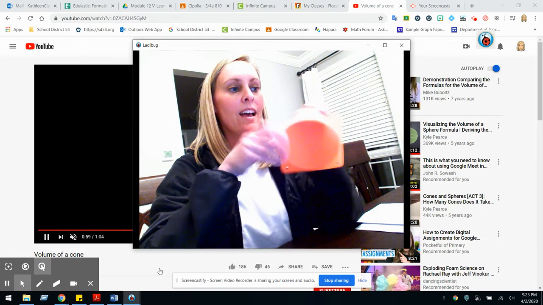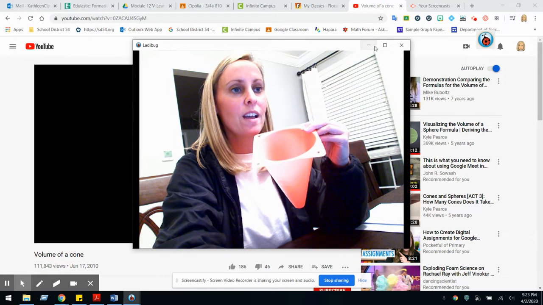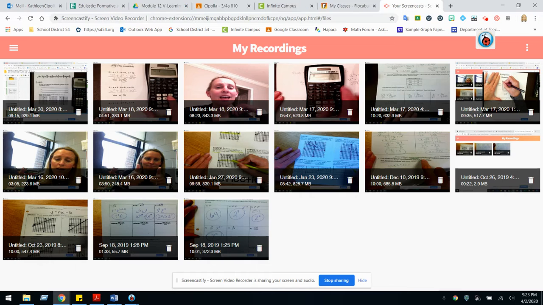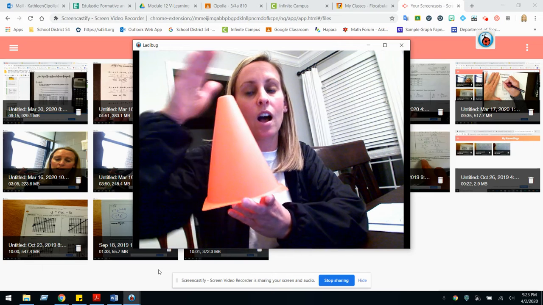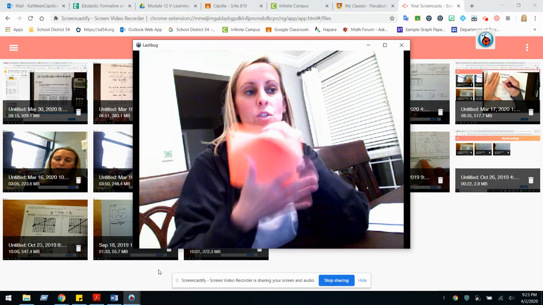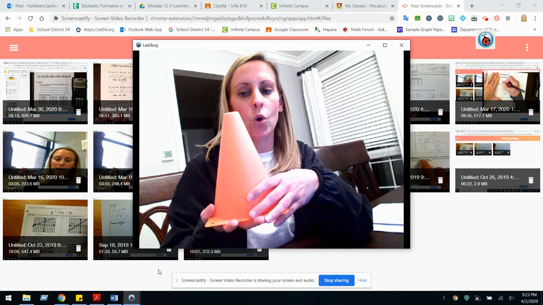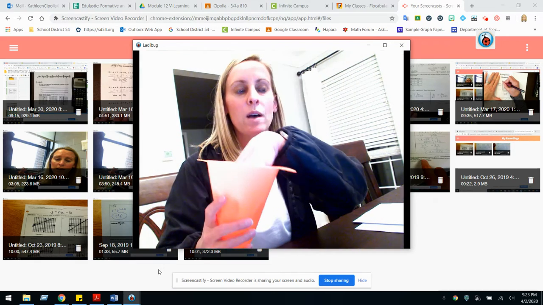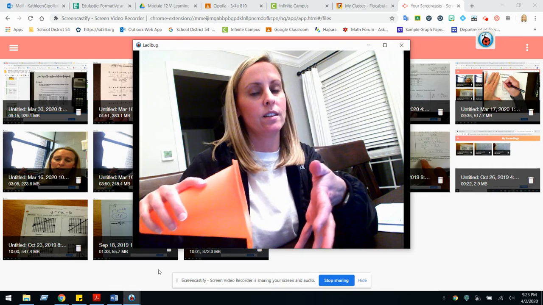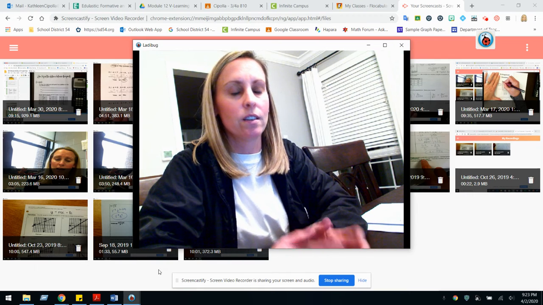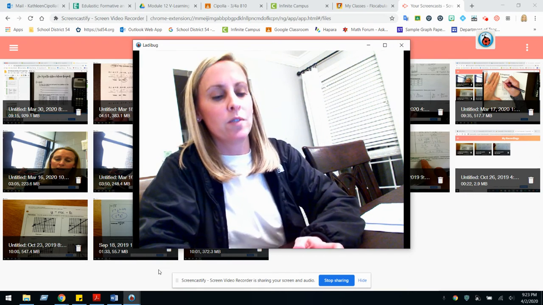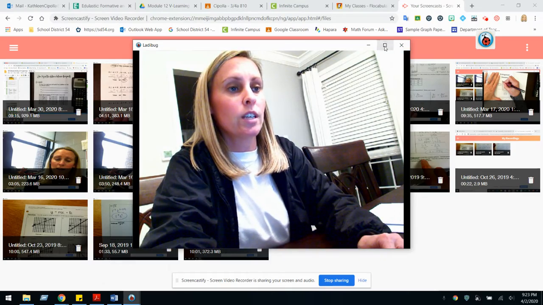So if I had a cylinder that was the same exact height and same exact circular base bottom as this cone, three amounts of this would fill up that cylinder. Okay, so that's kind of the whole idea here behind volume of a cone versus volume of a cylinder.